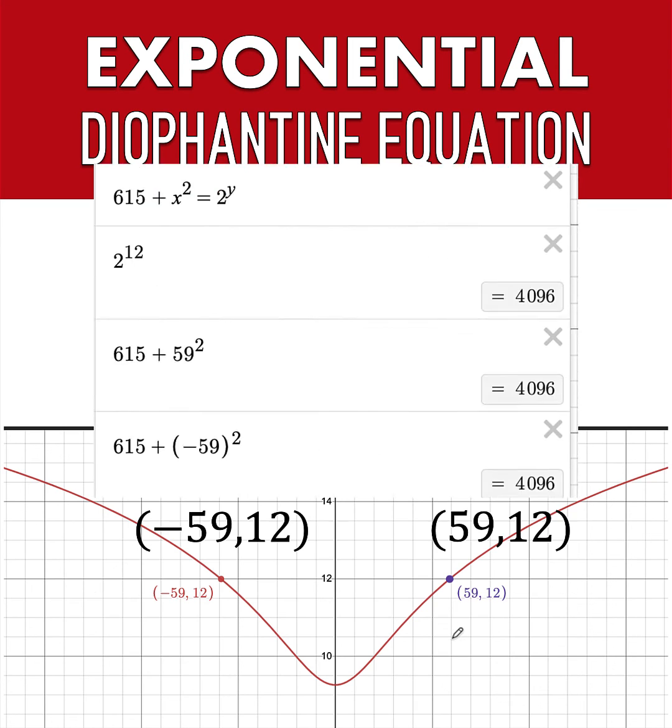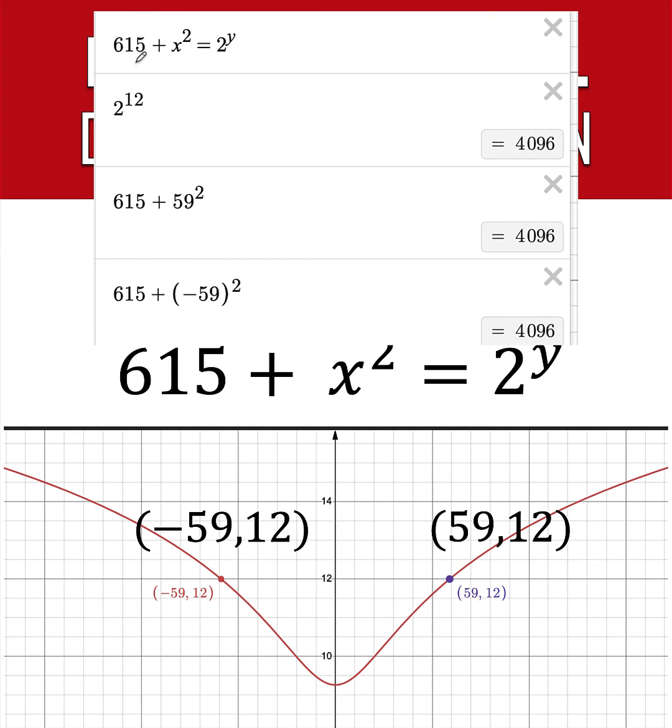And to check our solution, the original equation is 615 plus x squared equals 2 raised to y. Our y is 12, so 2 to the 12 is 4096. Then the left side, 615 plus 59 squared is also 4096. And when x is negative 59, the left side is again 4096. So it's verified that our solution is correct. And we also showed in the process that these are the only integer solutions to this problem.